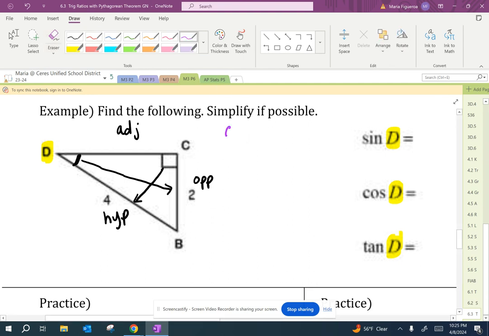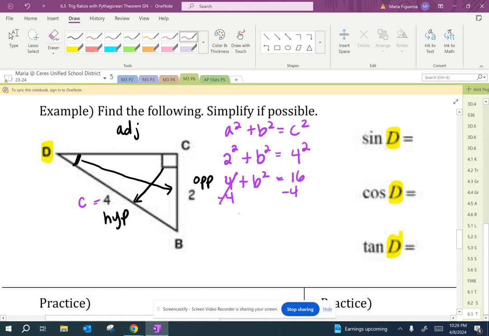A squared plus b squared equals c squared. And so I always want to focus on my c, which again, if you remember, is going to be the hypotenuse. So in this case, that's the 4. And the 2 and the missing side, it doesn't really matter which one I call a and which one I call b. So 2 squared plus b squared is equal to 4 squared. And so then I get 4 plus b squared equals 16. Then we subtract 4 on each side, leaving us with b squared equals 12.